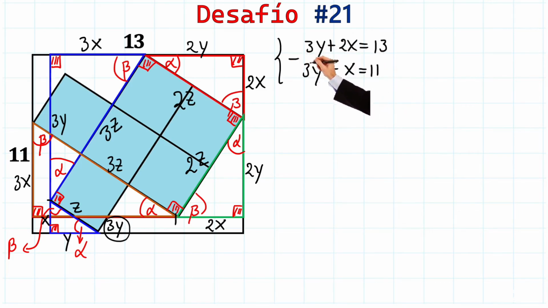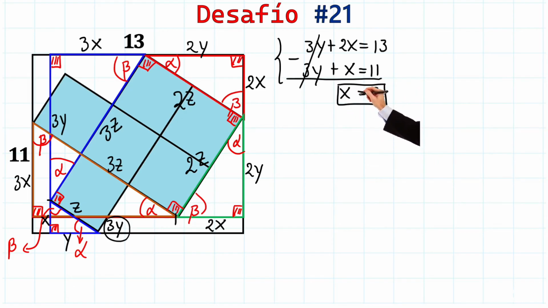We have a system of equations that we will use the elimination method to solve. So we will subtract this equation by removing this equation here. Very well. 3y minus 3y cancel out, and we have 0. 2x minus x leaves us with x, and here 13 minus 11 gives us 2. Excellent. We have already found the value of x.